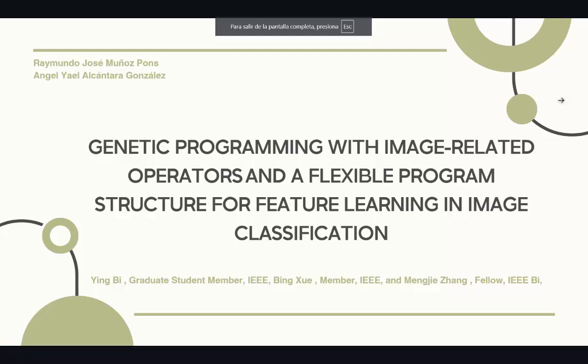Hello there, my partner Raimundo José Muñoz Pons and I, Ángel de Alcántara González, are going to talk about this article: Genetic Programming with Image-Related Operators and a Flexible Program Structure for Feature Learning in Image Classification.